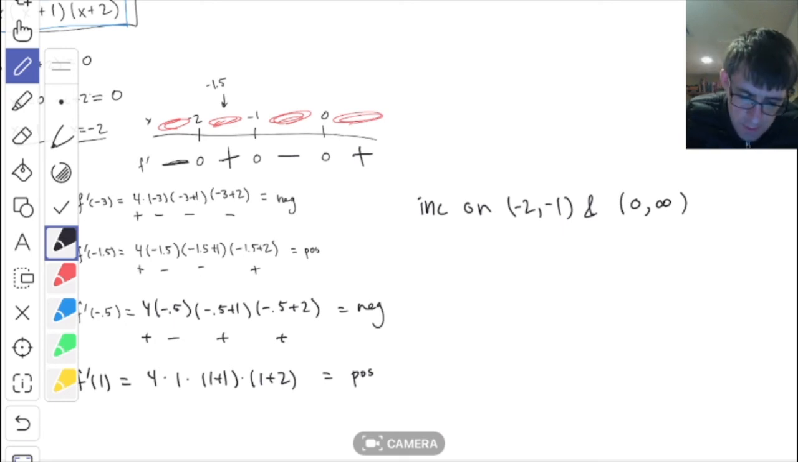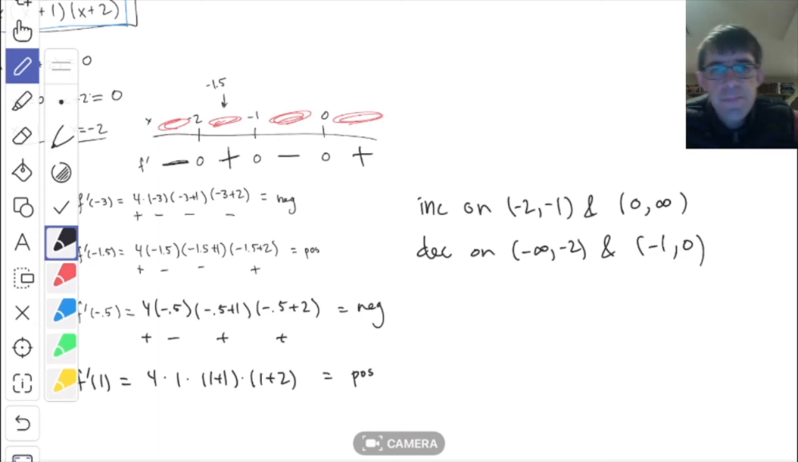And then it's decreasing on the interval -infinity to -2. That's the interval on the left. And then -1 to 0. And that's how we do it. Takes you a while to do these problems, like I said before. Although I think each individual step is not so bad, but it'll take you some time to get to the end.